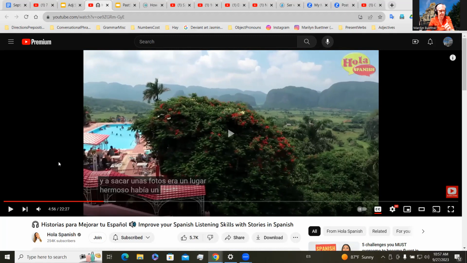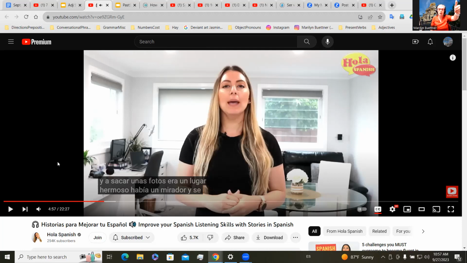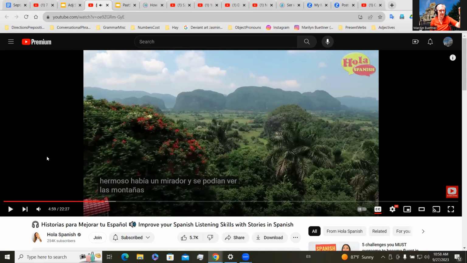Un mirador y se podía. Había un mirador. There was a viewpoint. There was a place from which you stand there and you can see everything in the whole landscape. That's what a mirador is. A mirador is a place where you stand and you see a great expanse of something, countryside, ocean, whatever it may be. Había un mirador. There was a viewpoint. Podían ver las montañas. Se podían ver las montañas. One could see the mountains. You could see the mountains.